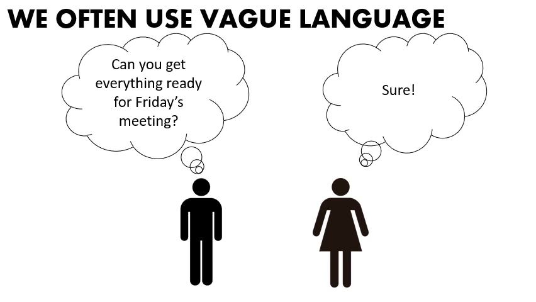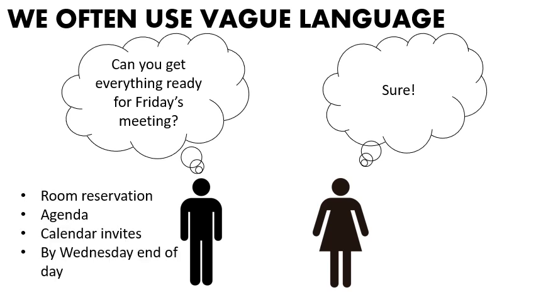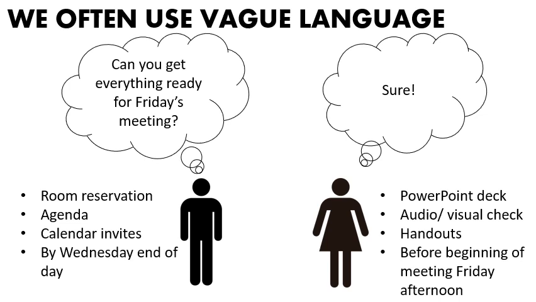So, for example, here's an interaction where a man says, "Can you get everything ready for Friday's meeting?" And the woman says, "Sure." Neither of them know that when he says get everything ready for Friday's meeting, he means do a room reservation, make an agenda, send out all the calendar invites, and make sure it's done by end of day Wednesday so that everything's ready for Friday. She's thinking, oh, I got to do a PowerPoint deck, an audio-visual check, make handouts, and it just needs to be done before the meeting Friday afternoon.